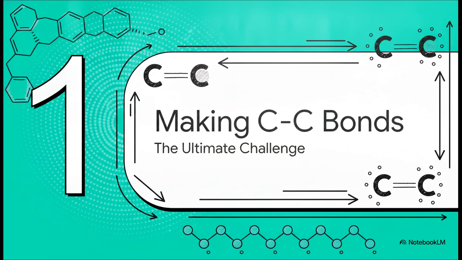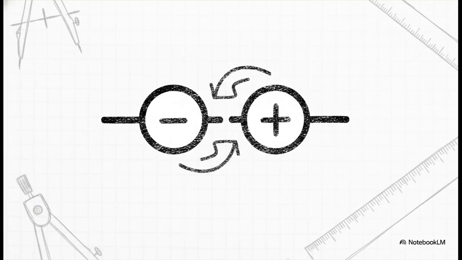All right, Section 1, making carbon-carbon bonds. This is, without a doubt, the ultimate construction challenge. The whole basis of organic synthesis really comes down to this one crucial point. We've got to carefully fuse a nucleophilic carbon, which is packed with electrons, with an electrophilic carbon, which is electron poor. Fundamentally, we're treating the chemist like a master builder.